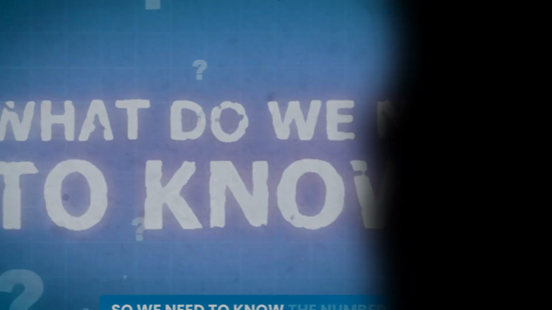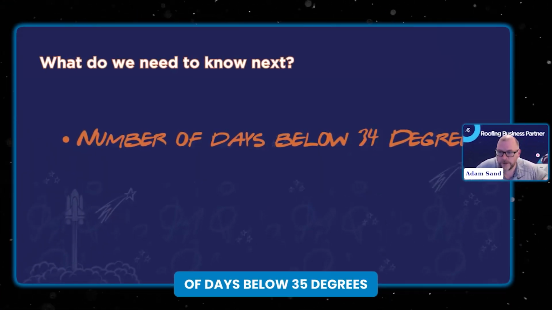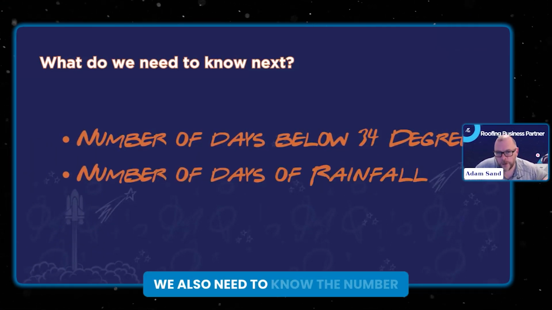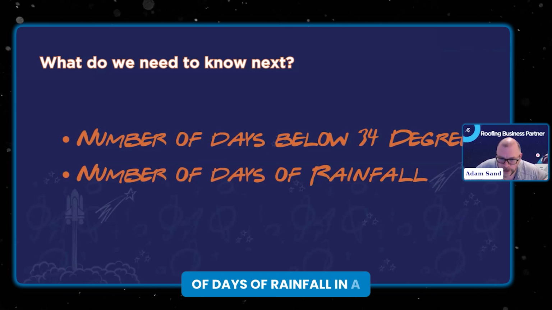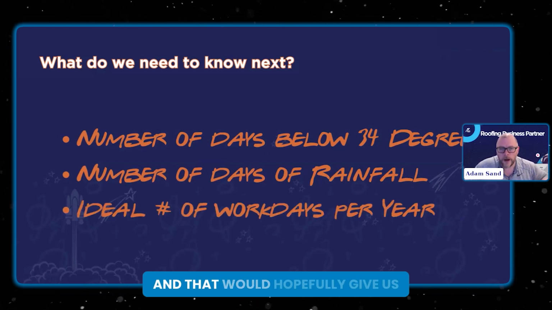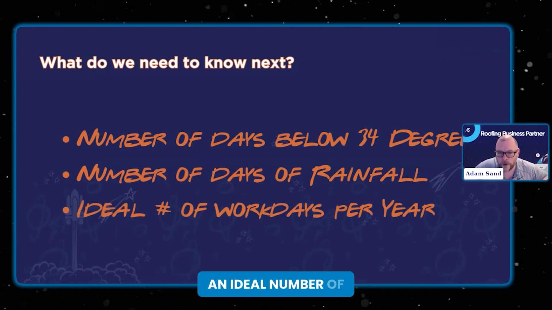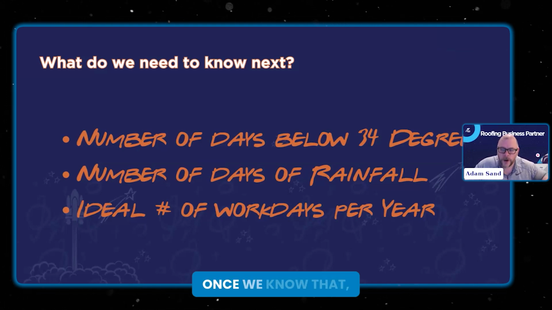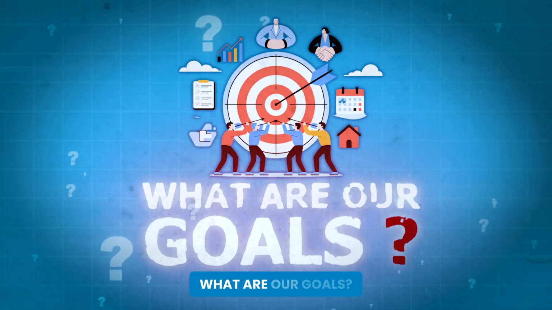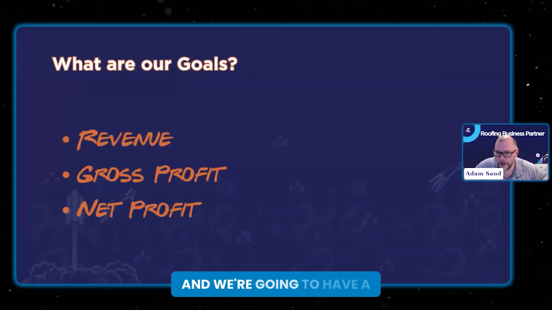So we need to know the number of days below 35 degrees in a particular region. We also need to know the number of days of rainfall in a particular region per year. And that would hopefully give us an ideal number of work days per year. Once we know that, then we can think, well, what are our goals? So we're going to have a revenue goal, a gross profit goal, and a net profit goal.